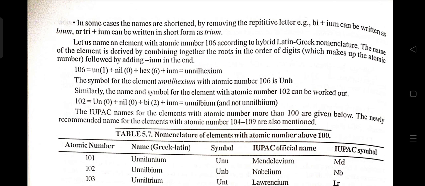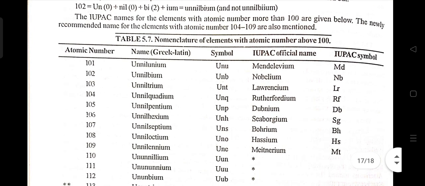106 is equal to un (1), nil (0), and hex (6). It is known as unnilhexium. The symbol of the element unnilhexium with atomic number 106 is Unh. Similarly, the name and symbol for the element with atomic number 102 can be worked out as unnilbium. The IUPAC names for the elements with atomic number more than 100 are given below. The new recommended names for the elements 104 to 109 are mentioned in the table.